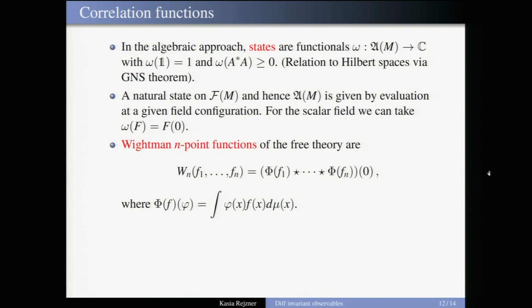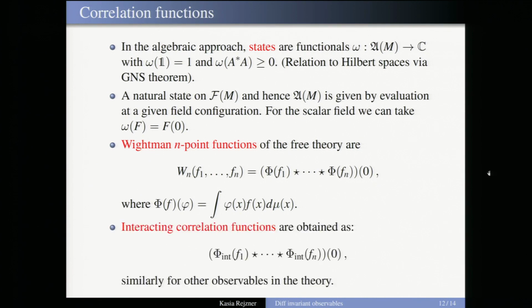So that has all the information about the free theory. And now I can also compute the correlators for the interacting fields, the same method, OK? I have my machinery for producing interacting observables. I plug them in. Then I take the product, evaluate at zero. I get a number. So this is how we compute correlation functions.